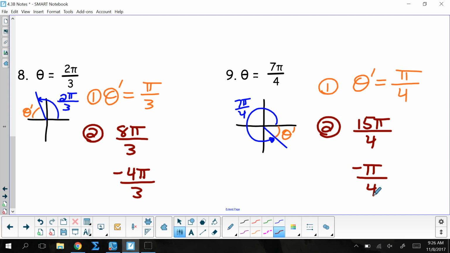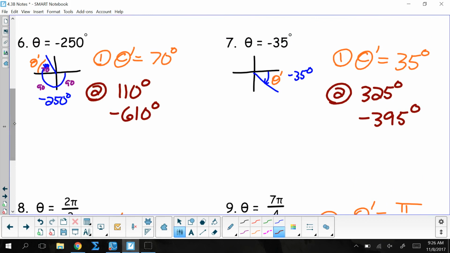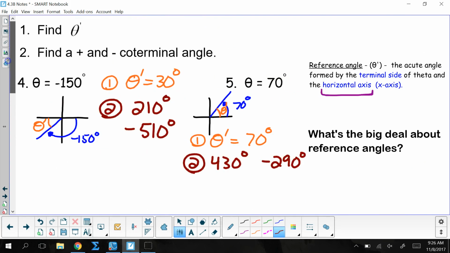Yes, ma'am. I'm so confused on that one. I thought to find the reference angle, you just went to the next, like, 90-degree angle point. No. It always comes off of the horizontal. So you're just trying to go to the x-axis. You go off of the x-axis. You don't go off the vertical. Always go off the horizontal. Okay.